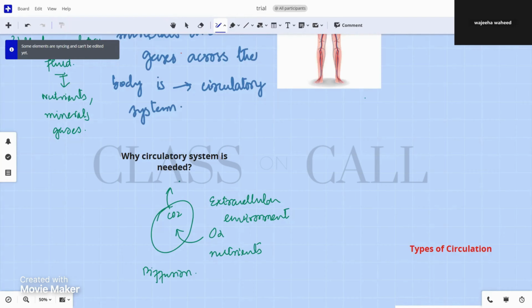But in higher organisms, diffusion does not work alone, right? Because their body size is very large, and the diffusion rates in larger bodies are very slow, right? So that's why a circulatory system is needed in the higher organisms with many, many cells organized in a complex way, right?